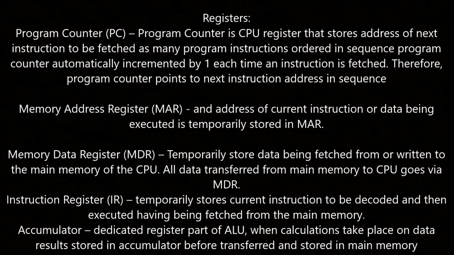Registers. The PC, program counter, is a CPU register that stores the address of the next instruction to be fetched, as many program instructions are ordered in a sequence, and the counter is automatically incremented by 1 each time an instruction is fetched. Therefore, the program counter points to the next instruction address in sequence.